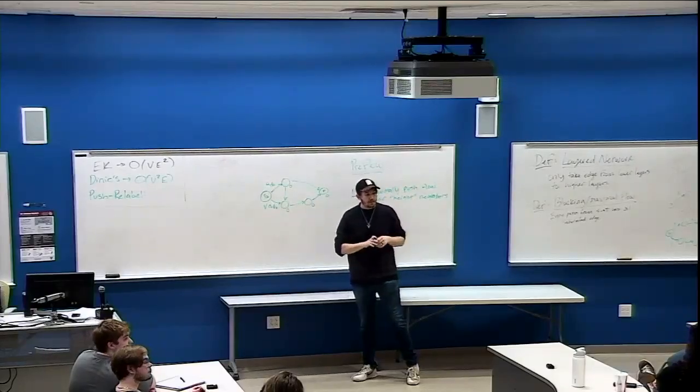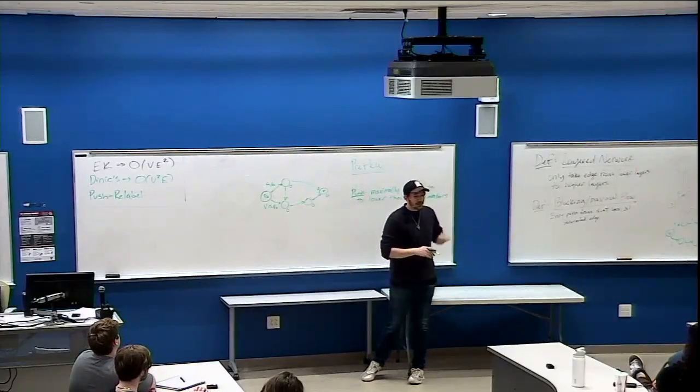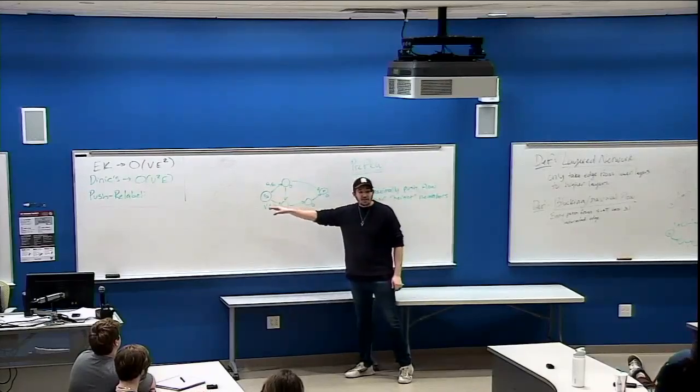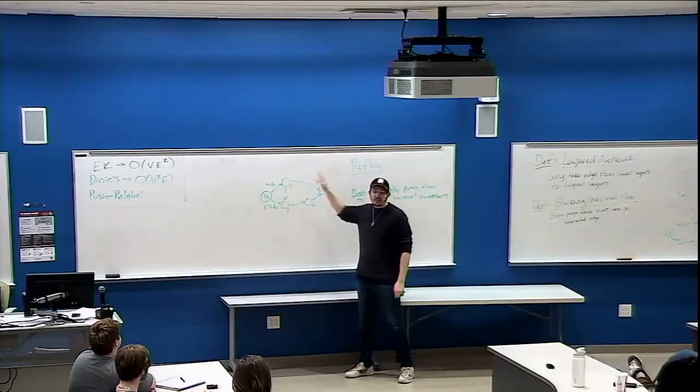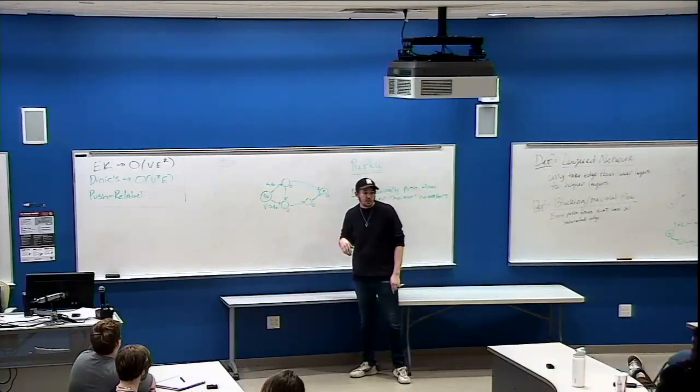Yeah? Is height just distance, right? No, that would be a different thing, the layer or whatever. Height is the label that I've given every node. So the height of S at this point is V, and the height of everything else is 0. So its neighbors are at height 0, so that means it can flow that direction.